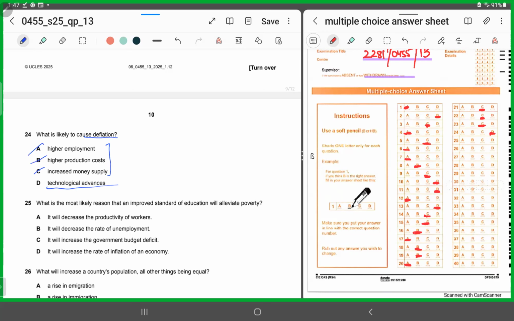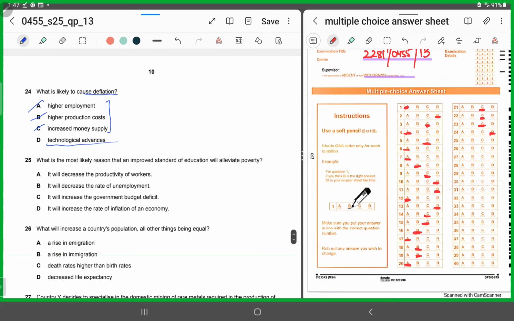What is now MCQ number 25? What is the most likely reason that an improved standard of education will alleviate poverty? So if people are going to be more educated, they're going to be better skilled. As a result, they will be employed. So once they are employed, there would be a decrease in the rate of unemployment. So when there would be a decrease in the rate of unemployment, the poverty level would fall. So for 25, it has to be B.